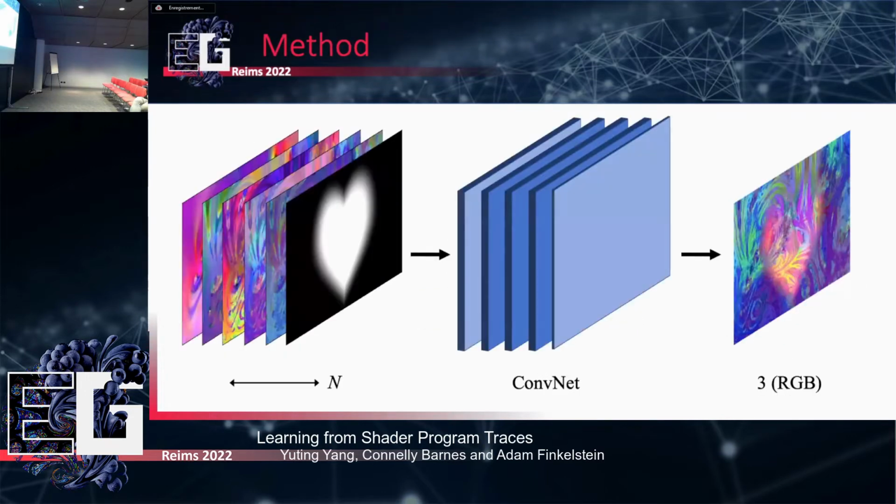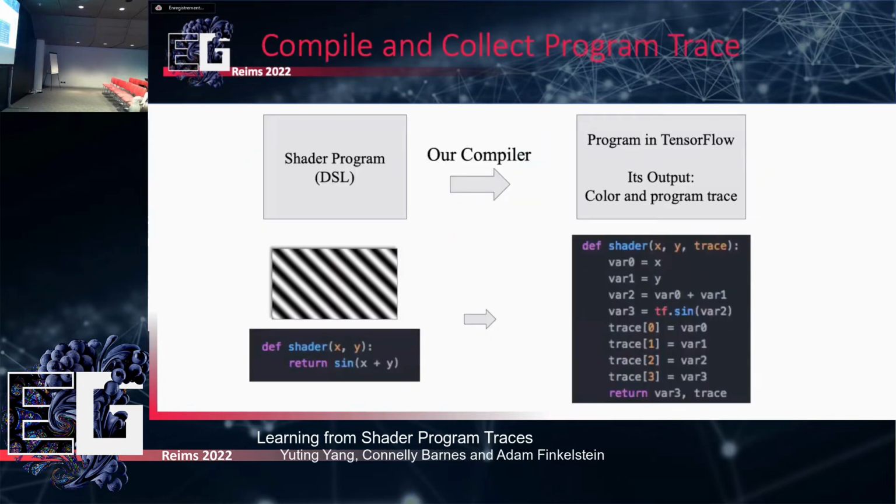We now start to describe details of our proposed framework that learns from program traces. Our compiler takes as input an arbitrary procedural shader program written in a domain-specific language embedded in Python and outputs to a TensorFlow backend that produces not only a rendered image, but also the full program trace, which is a vector of values per pixel.